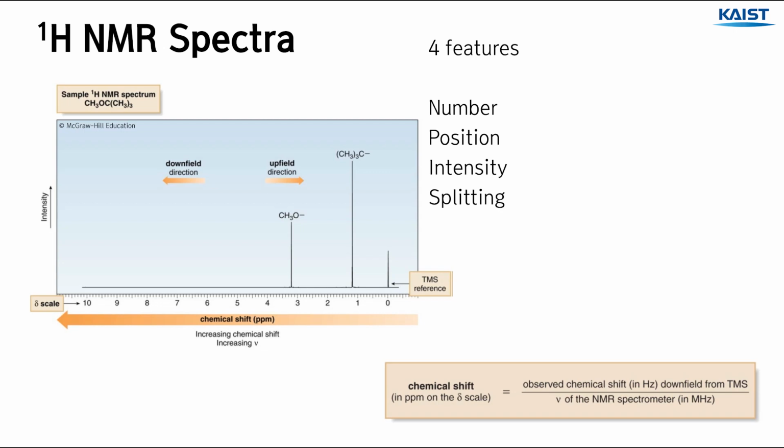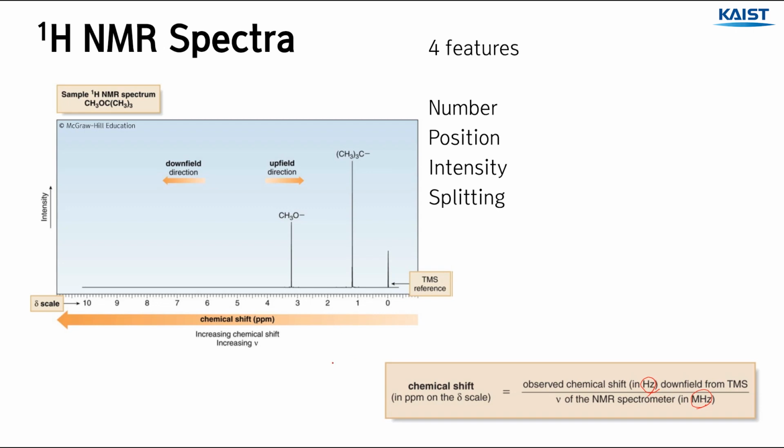This figure is a proton NMR spectrum. An NMR spectrum is a plot of the intensity of a peak against its chemical shift, measured in ppm. The formula of chemical shift in ppm is the chemical shift represented in hertz, downfield from TMS, which is tetramethylsilane, divided by the frequency of the NMR spectrometer in megahertz.